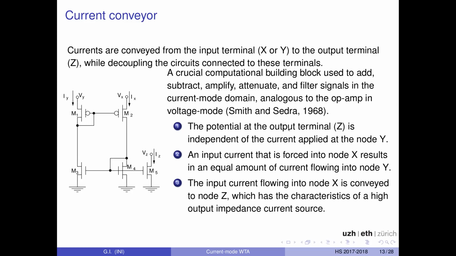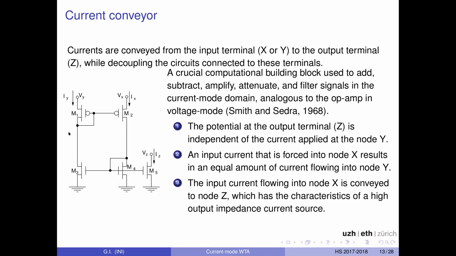So again, to summarize, if you look at the output terminal, what's happening on the output terminal in terms of the voltage is completely independent of what's happening at the input. If you apply an input current on one of the 2 terminals, on X, then the same thing will happen on the other terminal, the node Y. And then the output current on the output node Z is decoupled, sorry, from the input terminal X.